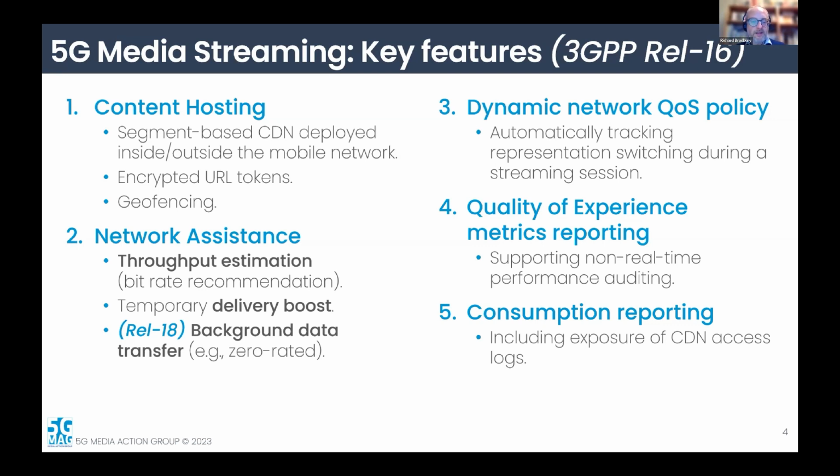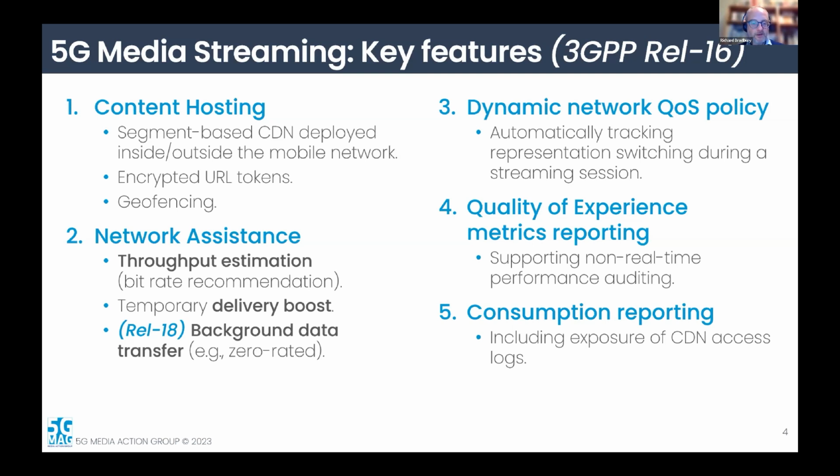But where it gets interesting is in the features that 5G media streaming adds. There's a feature called network assistance, and it can support things like recommending a bitrate that you can stream at reliably in the network based on the current utilization of the mobile network. And if your playback buffer is running a bit short, you can ask the network for a short delivery boost to help you replenish that quickly. Maybe after you've gone through a tunnel in your car or something like that.